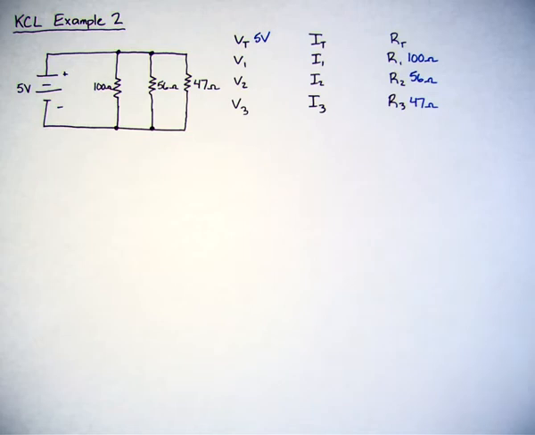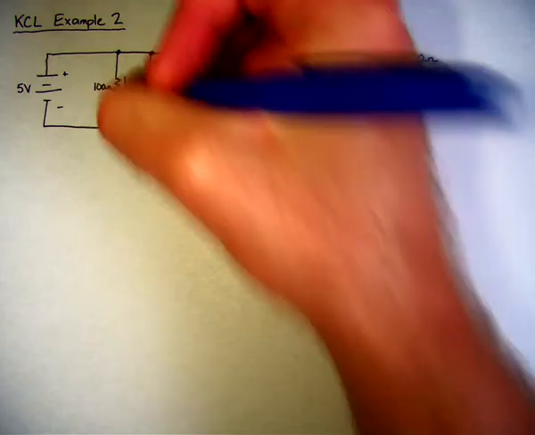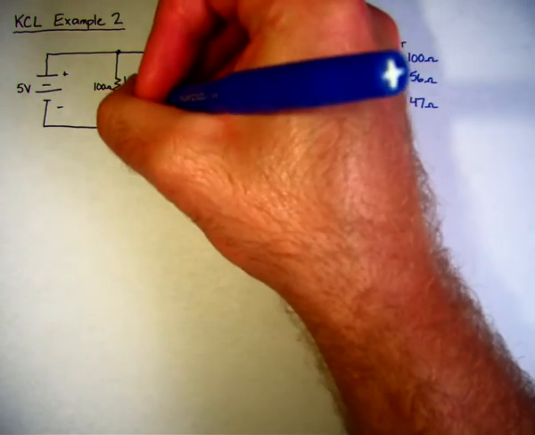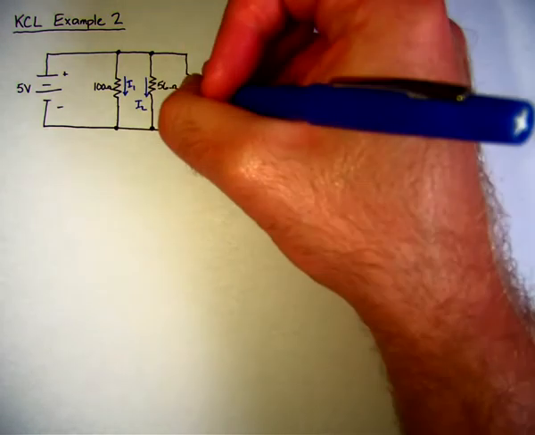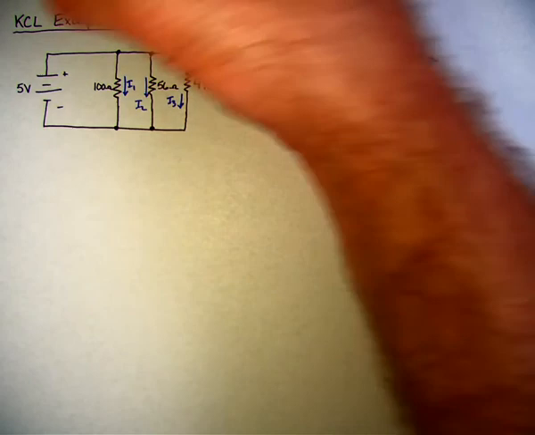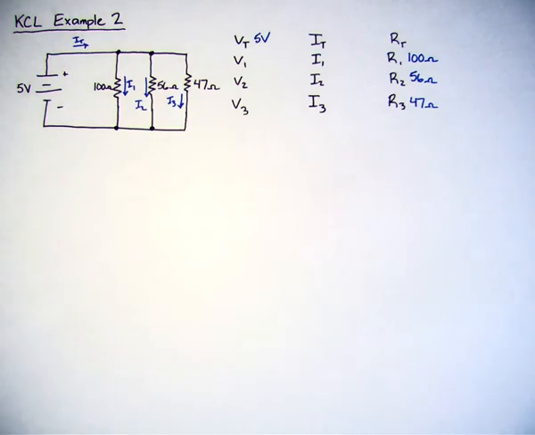Now the next thing I'm going to do is call the current through the 100 ohms I1. I call the current through 56 ohms I2, and the current through the 47 ohms is I sub 3. And I'm just going to call the current coming out of the power supply the total current. So that matches up with what we have over here.